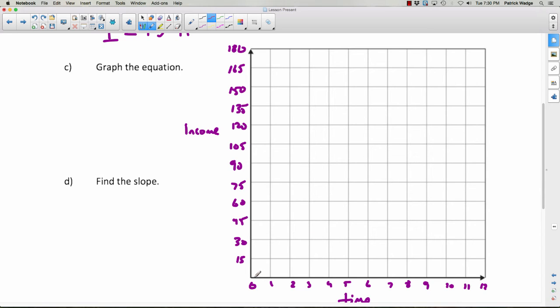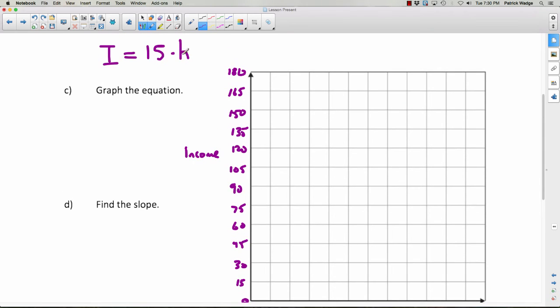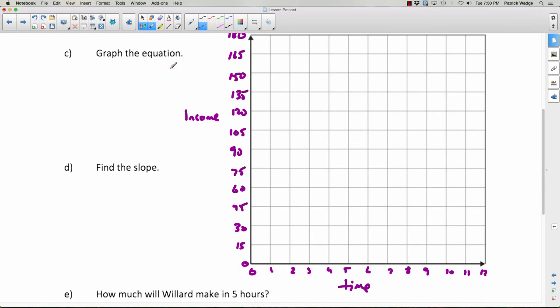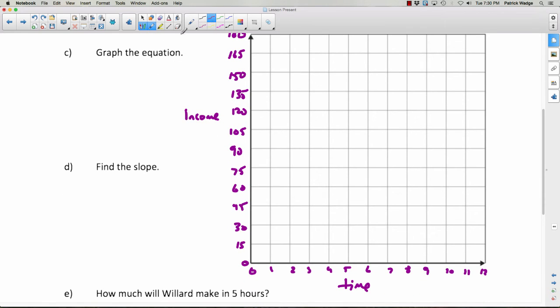Okay, so now let's think about this. If they work no hours, how much money do they make? Oh, we usually put a 0 here too, don't we? If they work 0 hours, I mean, we can use our formula here. We already said this. 15 times 0 is 0. So our first point is, maybe I'll write down, 0, 0. Okay, maybe I'll get some points first.